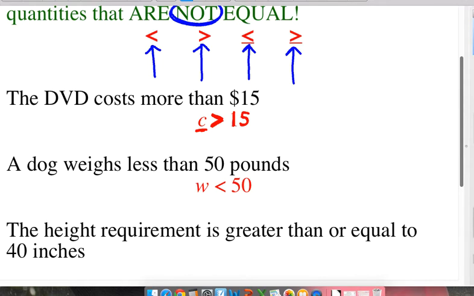The next one, we're talking about how much a dog weighs. We don't know how much the dog weighs. We're going to use W to represent the unknown weight of the dog. But we do know this, that the dog weighs less than 50 pounds. That means W is less than 50. Whatever his weight is, it is less than 50. So here you can kind of see how we can use inequality symbols to represent real life situations. Okay, so it's like a mystery number and we don't know exactly what the number is.